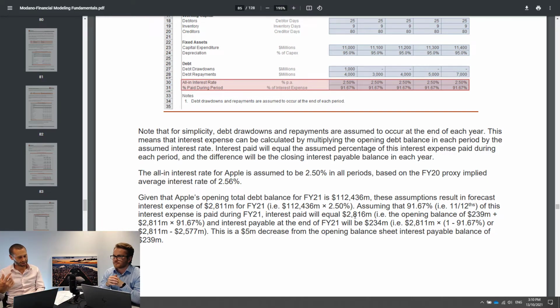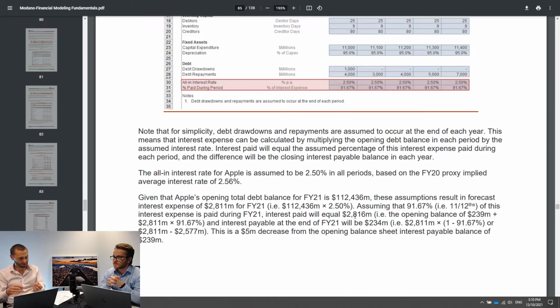Now, where it gets complicated is that if you assume that 91.67%, or 11/12, of that is paid during the year, then interest paid will actually equal 2,816, because you've got the opening payable balance of 239 plus 11/12 of the 2,811. The interest payable at the end will therefore be 234, which is the 1/12 of the interest expense, the 1 month remaining. Exactly, but your interest paid will actually incorporate the 2,816.